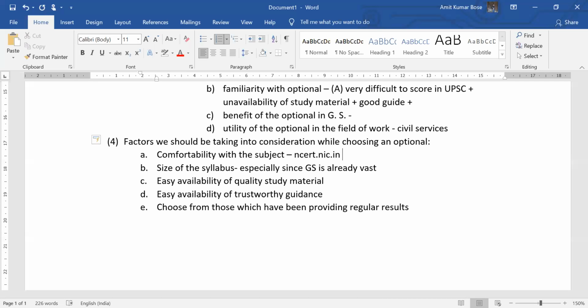Number two, look at the size of the syllabus of the subject. Why? Because you already have a vast syllabus in GS. So please consider subjects with smaller syllabuses. That's where the trick was played by Pali and Sanskrit, you know. They had the smallest of the syllabuses. So choose a subject with a smaller syllabus because you already have something extremely vast to cover.